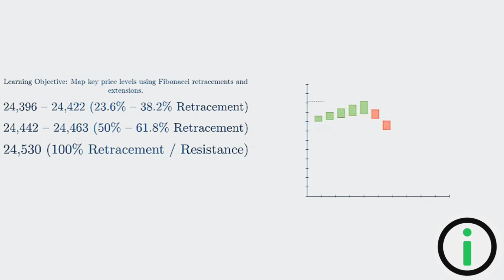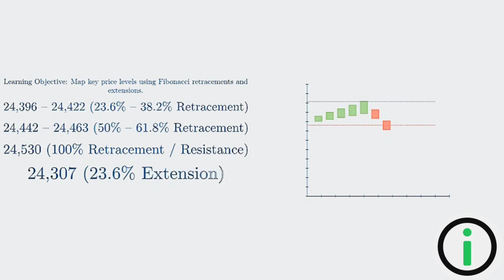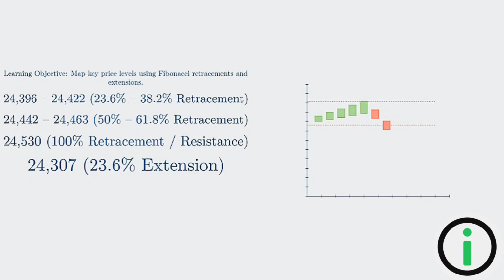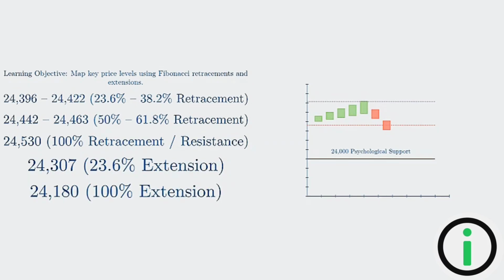If the weakness persists and we break below the session low, we look at extensions for support. The first cushion sits at 24,307. A more decisive level is the 100% extension at 24,180. Breaking below this opens the door for a much deeper correction toward the psychological support of 24,000.